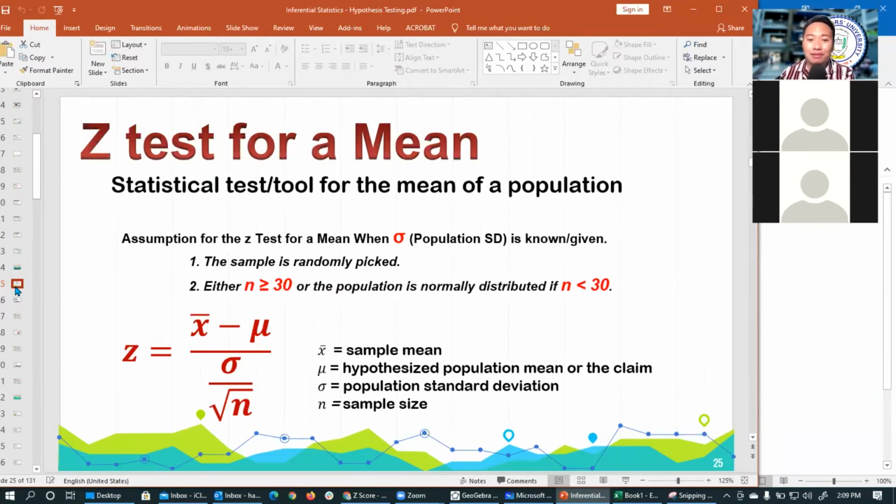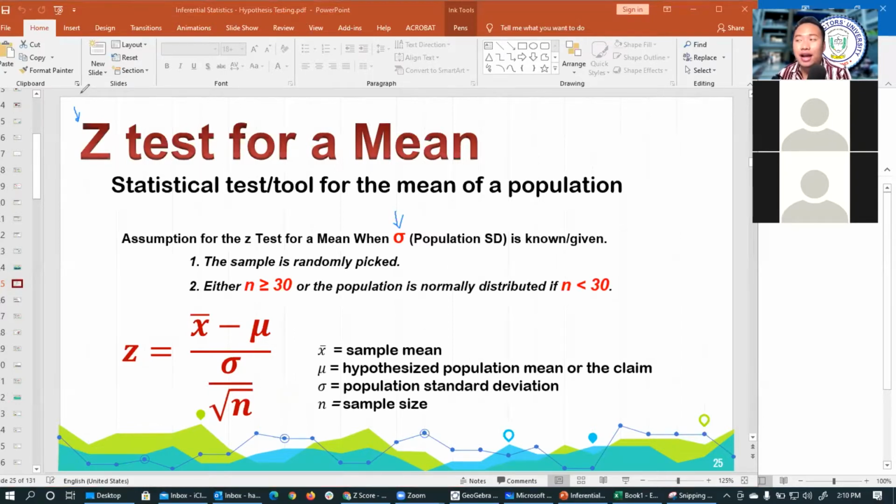Do you see that symbol there, like an O? Can you see that? This one. This is the population standard deviation. If it's given in the problem, guys, you're going to be using the z-test for the mean. And if you're going to ask me in advance, what if it's not given in the problem? It's going to be another test that we are going to use, not the z-test anymore. Okay? I hope it's clear.